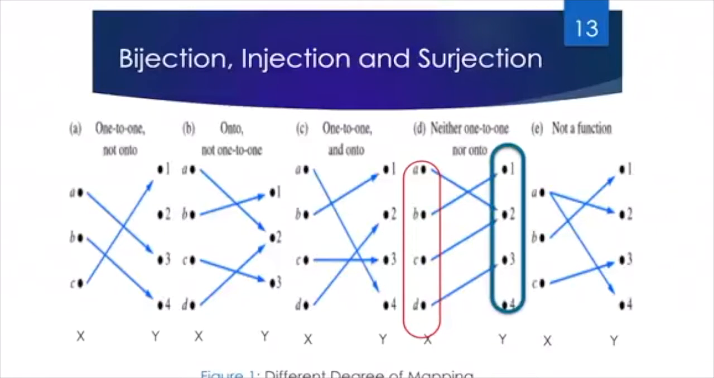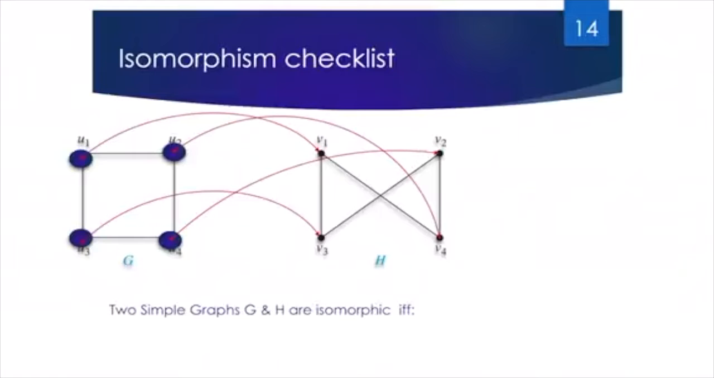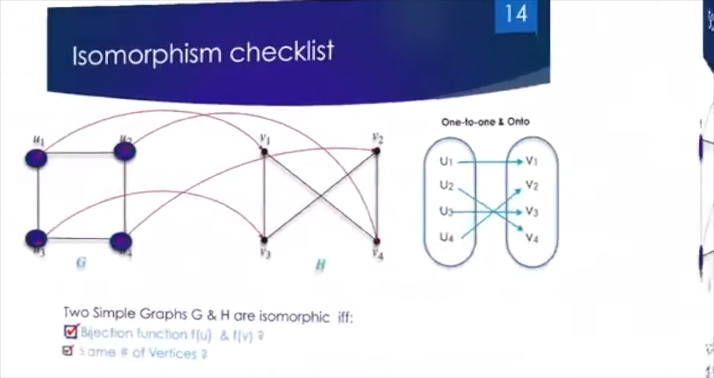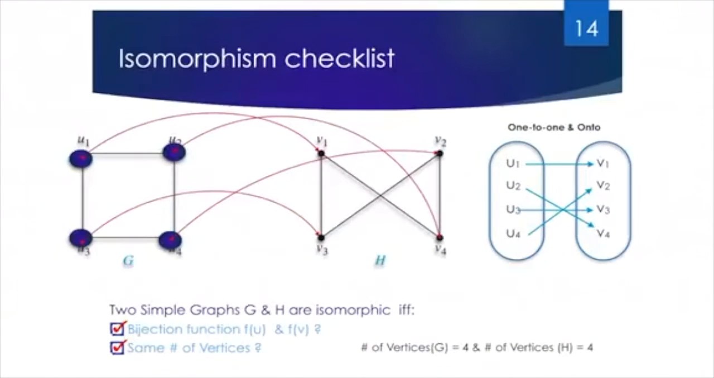So we can use the following checklist. Two simple graphs are isomorphic if and only if there is a bijection function between f of u and f of v. Look at the mapping. u1 is mapped to v1, u2 is mapped to v4, u3 is mapped to v3, and u4 is mapped to v2. So all elements are paired with one distinct element from the set V. So it passes our first check.